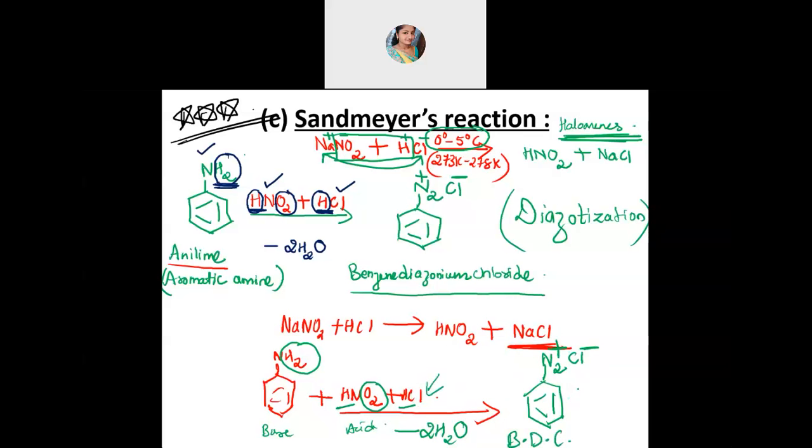Okay, is this clear now what I said? Is it understood, students? Okay, this is an intermediate now. This intermediate we will make use to do the further reaction.